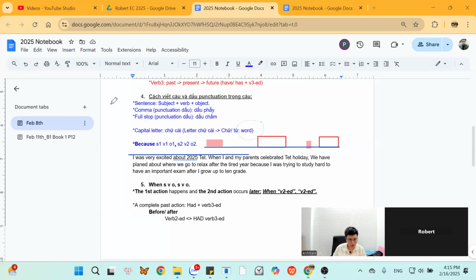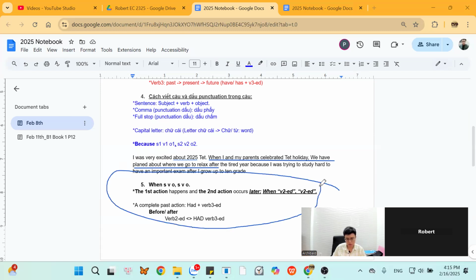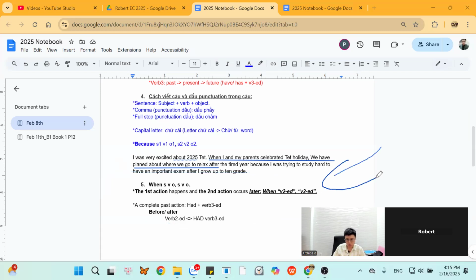So here, Robert, look at your sentence, please. You say that when my parents celebrate the Tet holiday, we have planned. Something is wrong here. Look at these notes of the tense. Can you fix the sentence, Robert? Can you fix it? Yeah. When my parents celebrated holiday, we planned about where we go to relax.